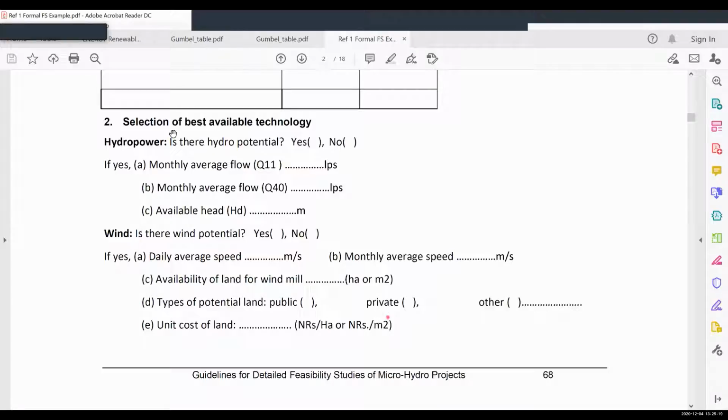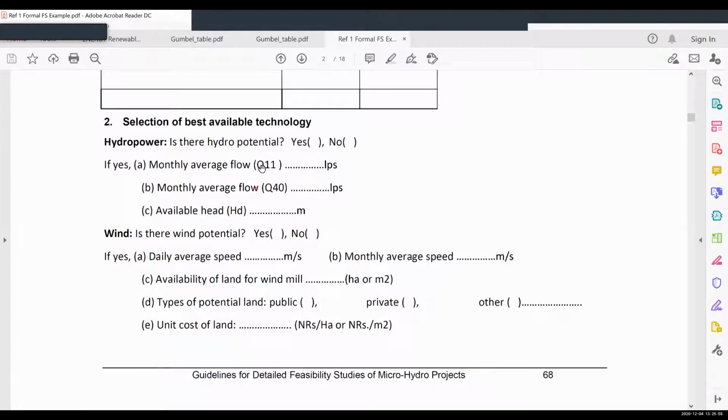What we want to make sure is that we use the best available technology. Okay. So is hydropower potential available there? In some cases, you may not have enough hydropower potential, because for hydropower you need the flow and you need the head. What we try to do is see what flow is available 11 months in a year, because we are considering micro hydro, and some may have less than 1 cubic meter. As you know, LPS is liter per second, so 1,000 liters per second is 1 cubic meter per second.